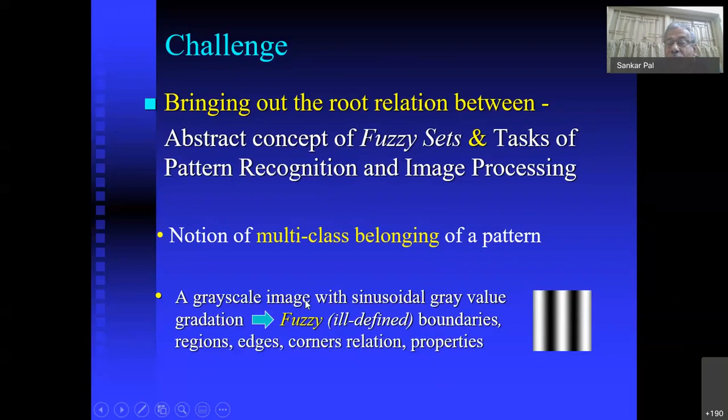Similarly, in images, when I moved to Imperial College for my other PhD, because image processing was very hard to do in India, even in developed countries also. Only a few localized centers were there. So this is an image, it's a gray image. You can see that I cannot define the exact boundary of the classes because it is gray. So therefore, it can be treated as a fuzzy set. That means a grayscale image with sinusoidal gray value gradation has fuzzy boundaries, fuzzy regions. So based on this concept, entire fuzzy image processing, entire fuzzy video processing, that means concepts of boundaries, regions, edges, corners, relations, they do not lend themselves to precise definition. They have nothing to do with probability.